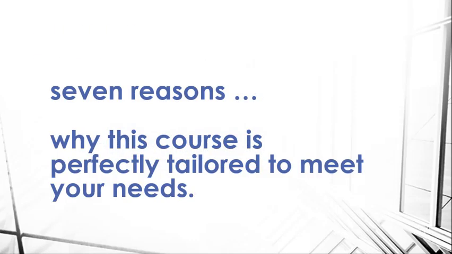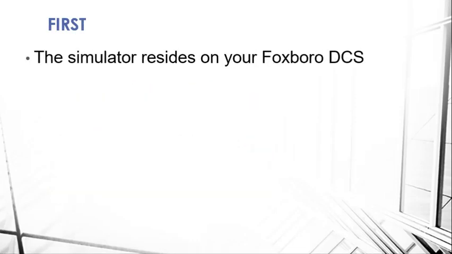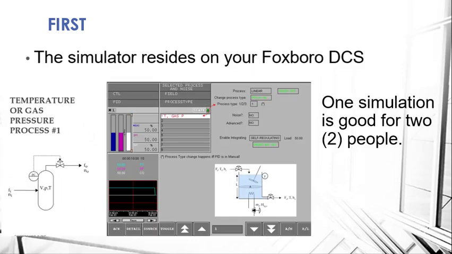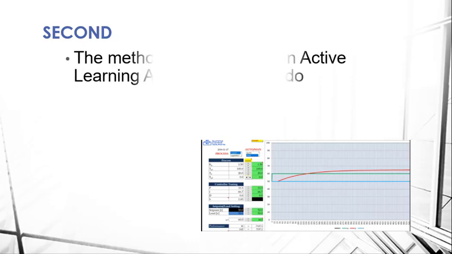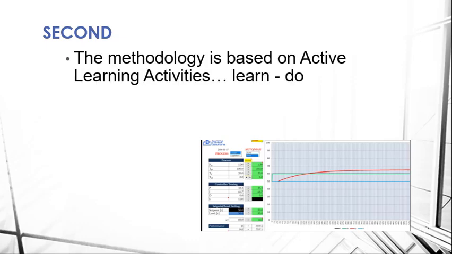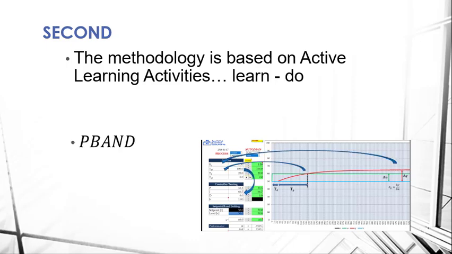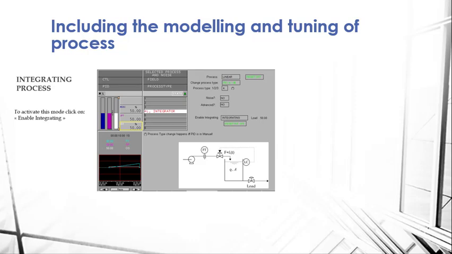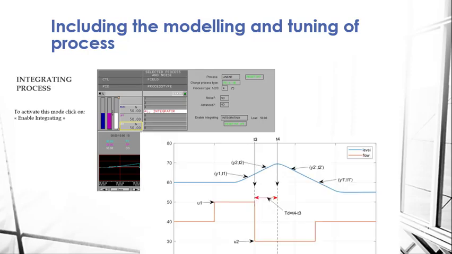7 reasons why this course is perfectly tailored to meet your needs. First of all, the simulator resides on your Foxboro DCS and is good for up to 2 people. Second, the methodology of the course is based on active learning activities. You learn, and then you do. The course also includes a modeling and tuning of level control processes.